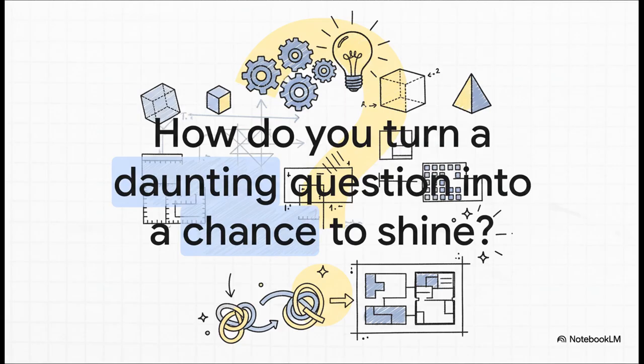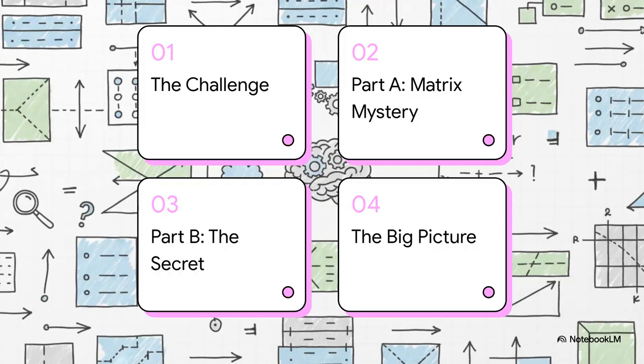Well, it's all about shifting your mindset, right? We're not just going to hunt for an answer. Nope, we're going to build a strategy, break this thing down piece by piece, and turn it from a headache into a showcase for what you know. Okay, so here's our game plan. First, we'll look at the challenge itself, question 6. Then we'll crack the matrix mystery in part A. After that, we'll uncover the transformation secret in part B, and we'll wrap it all up with a strategic toolkit you can take with you.